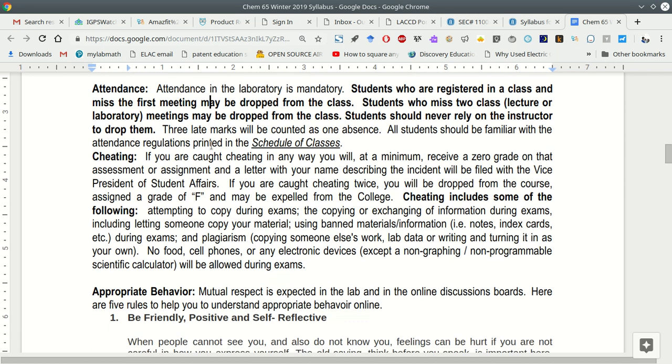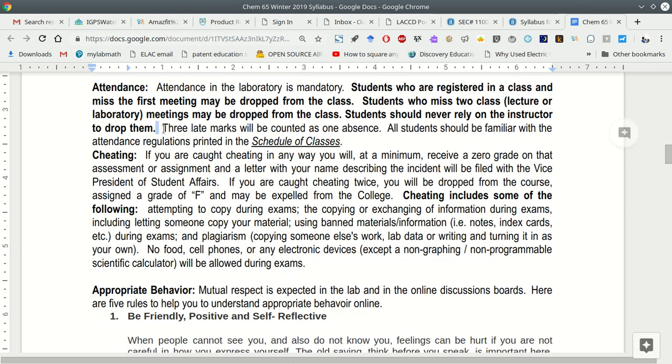Let's see. It says here 3 late marks will be counted as 1 absence. These late marks would be something where you are more than 10 minutes late. This is not something that I ordinarily enforce very well because the lab day is very busy and it's hard for me to enforce this. But what I do enforce very well is the 30-minute rule. If you come 30 minutes late or more, I'm not going to let you in.